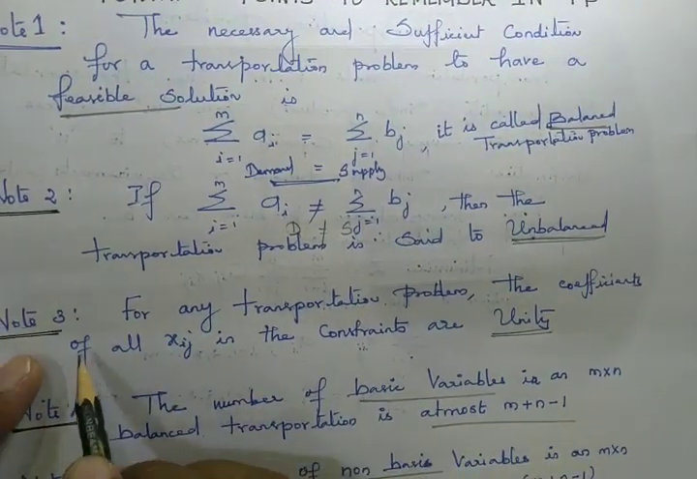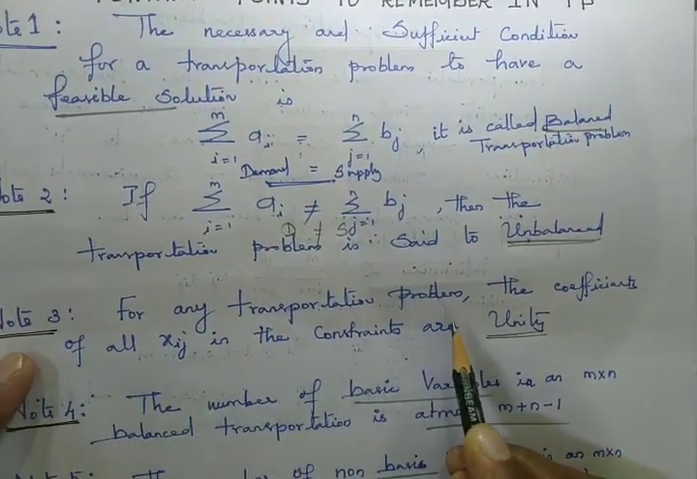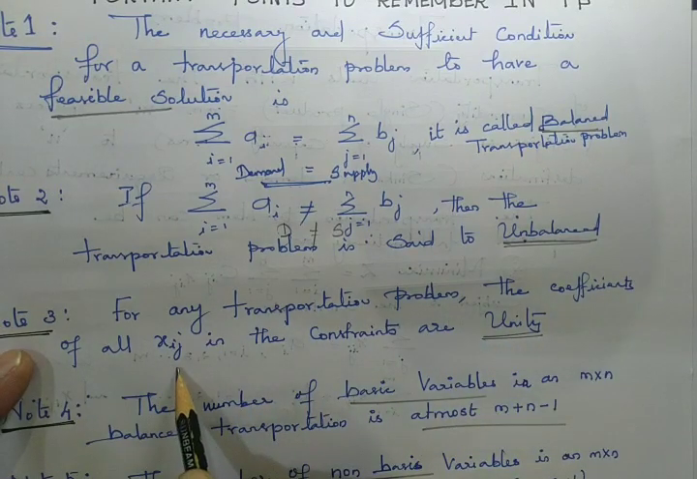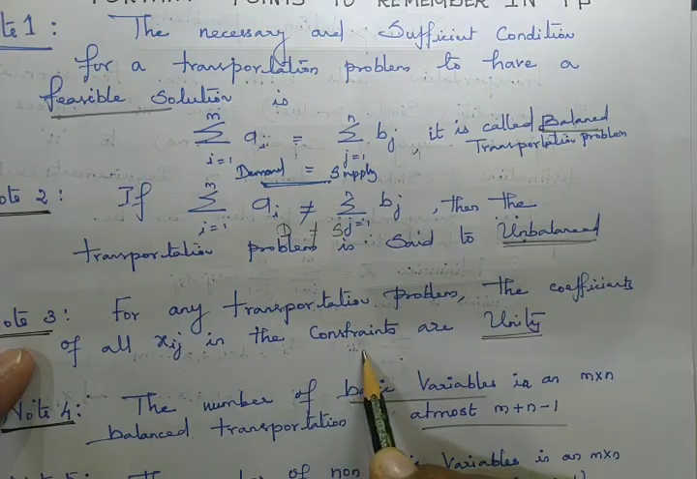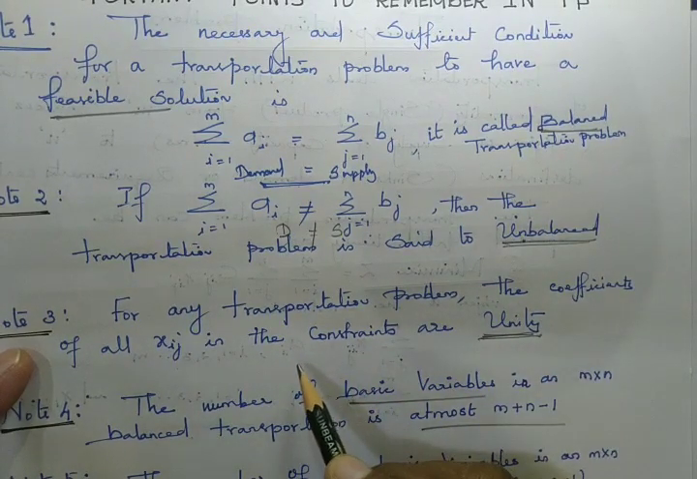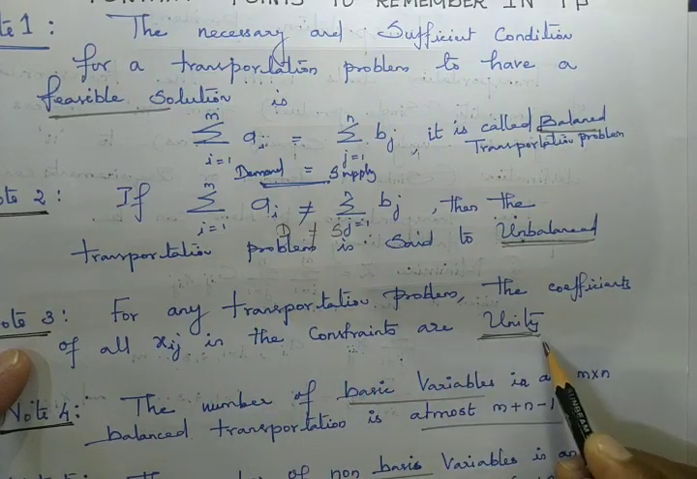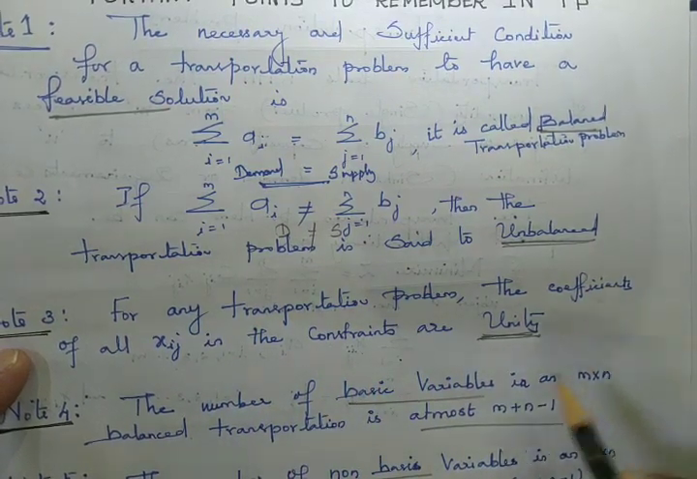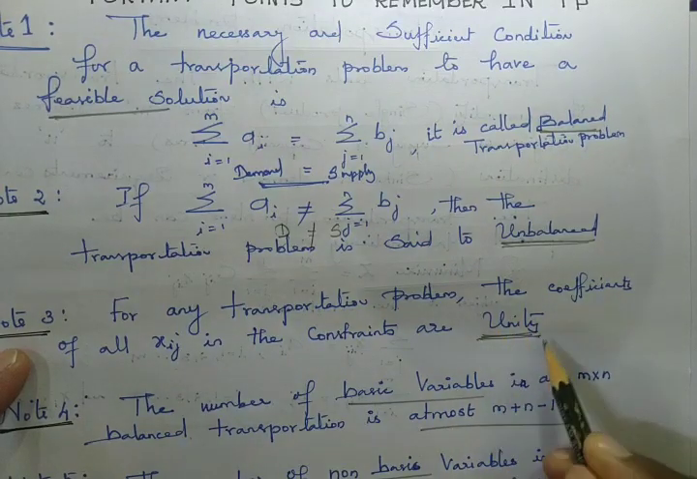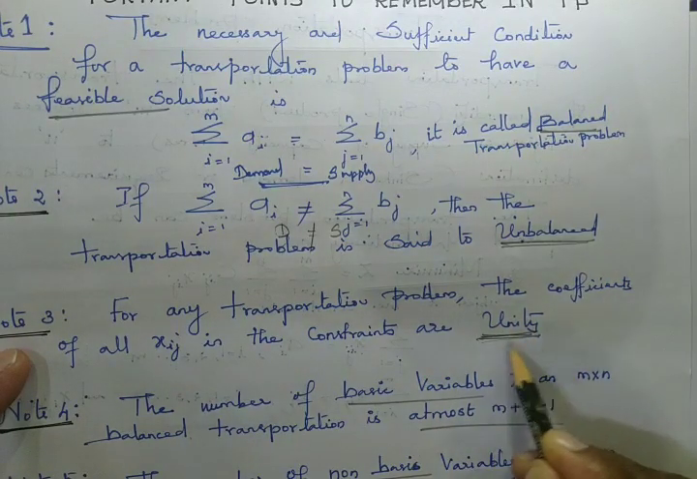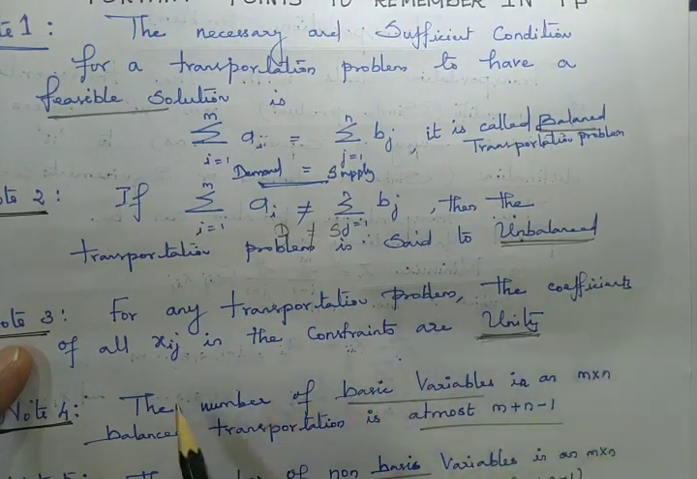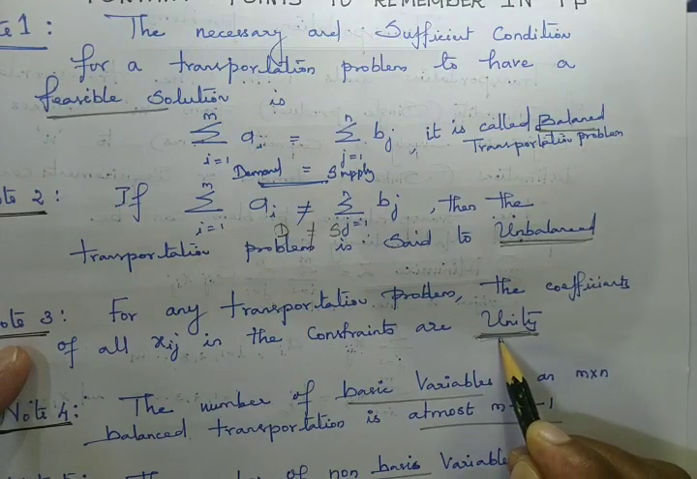Now the third one: for any transportation problem, the coefficients of all xij in the constraints are unity. This was also in previous questions. The coefficients of xij in the constraints are 0, -1, infinity, none of these, or 1. If it is given like this, you select 1. This is very important. The coefficients of xij in the constraints must be unity.